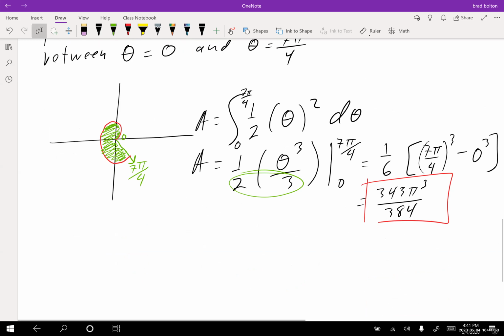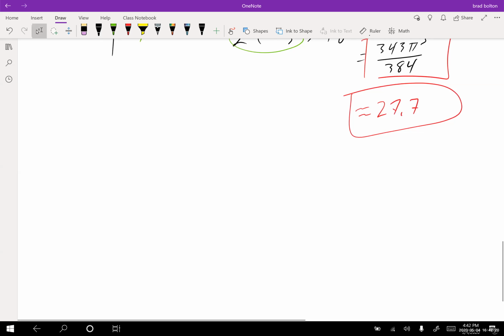Okay, and again, if you wanted to do a decimal approximation, you could do 343 times pi cubed divided by 384, and we'd get approximately 27.7-ish. Depending on if they were looking for a decimal, you could use a decimal approximation on this. So this is kind of like the most intro, most basic of all the area formulas. Let's look at another shape.